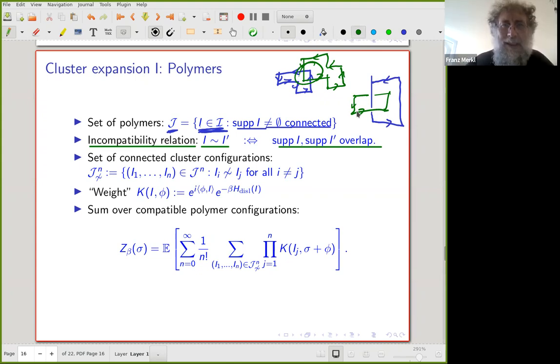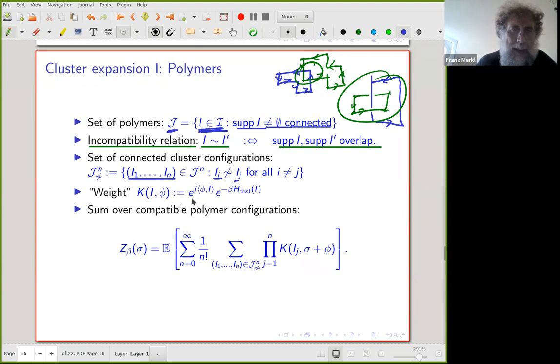So they may be twisted, but they should not overlap. So this here is no overlapping. And now let's look at the set of cluster configurations which are compatible. So let's say n cluster configurations such that any two of them are compatible, not incompatible.